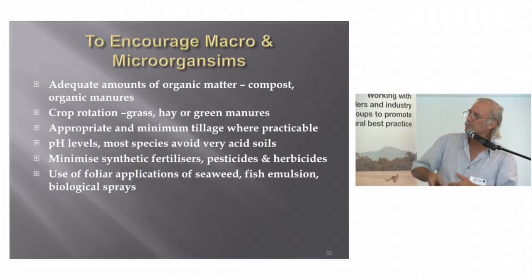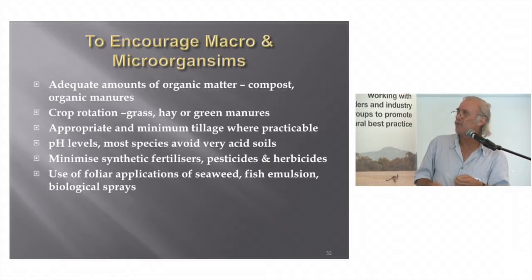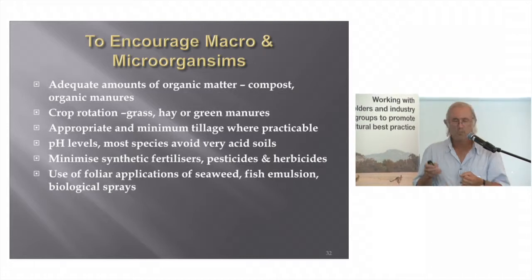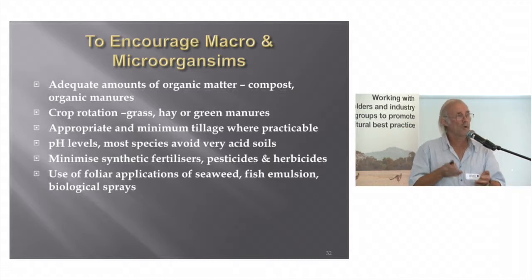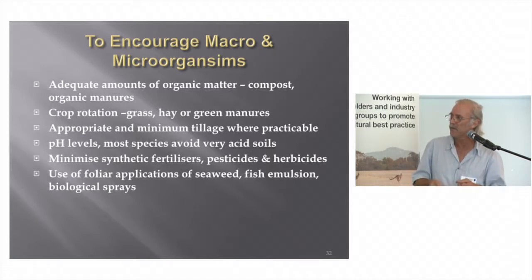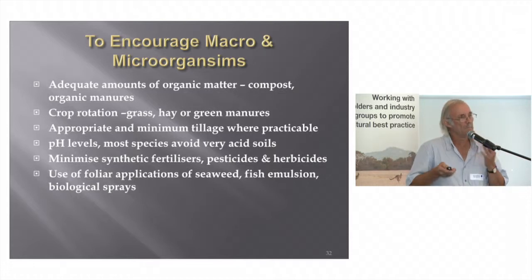To encourage them, you need organic matter, they need a food source. Crop rotations are fantastic. Minimum tillage where you can. It's obviously going to give you the right populations and not degrade them. pH, the chemistry is pretty important. Minimise synthetic fertilisers, pesticides and herbicides. We've got to operate, we've got to produce food and fibre, but we must be aware that there can be some damage done there. And the use of foliar applications, seaweed, fish and others that may assist.